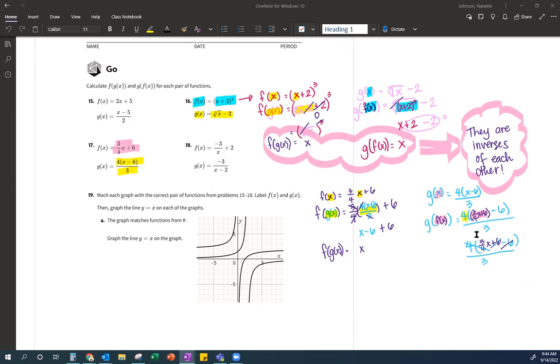So because we have g of f and f of g of x both equal to x, that implies that these two are inverses, right? And so because they're inverses, you can imagine what the picture looks like. They'll be mirror images of each other, just like they were over here.